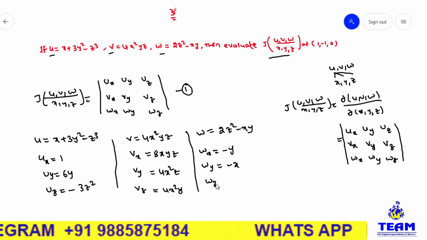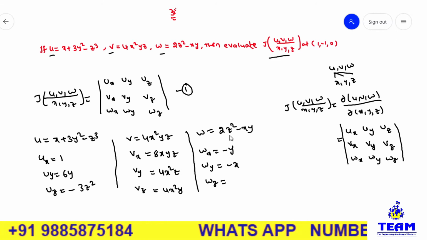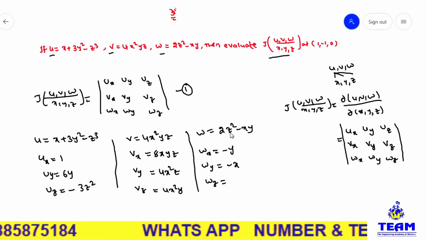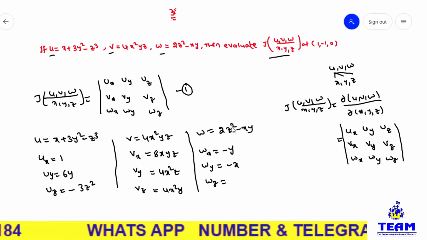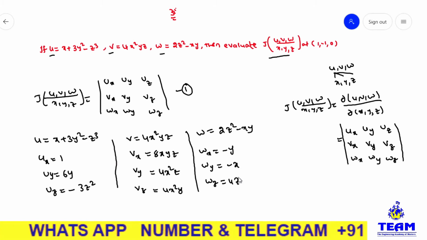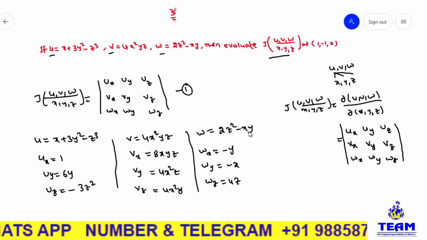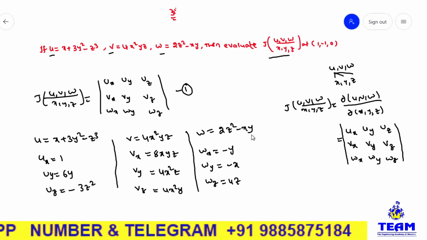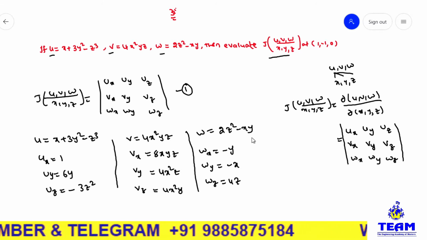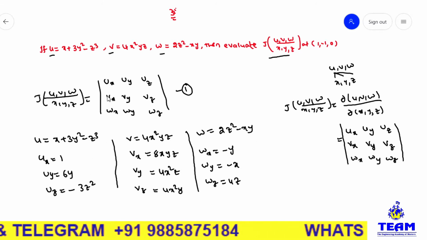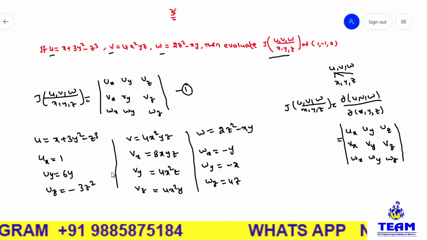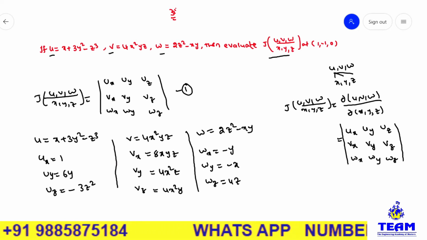Now W with respect to z. Is there any z term? Yes, here you have z power 2. So the z square derivative is 2z, and 2 times 2z is 4z. Is there any z term in the other term? No, so it is independent of z, and this derivative will be 0. Now you have all the values of the determinant. Now you have to substitute all these values in equation 1.